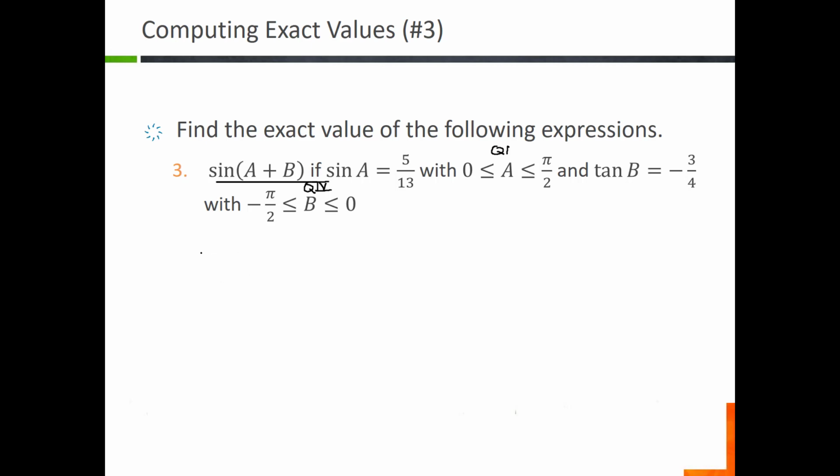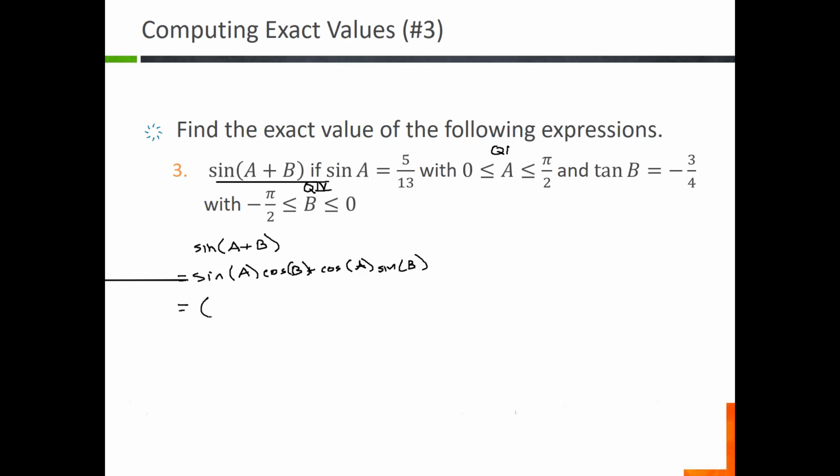So let's get started on that, and then we'll see what we have to figure out on the side. So we know the sine of A plus B, that's our sum identity, is going to be equal to the sine of A times the cosine of B plus the cosine of A times the sine of B. Okay, so that's what our identity tells us. So in order to compute this, we need to know sine of A, cosine B, cosine A, sine B, and we actually already know sine of A.